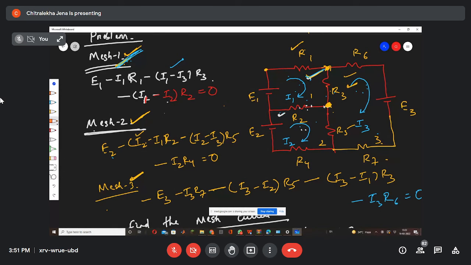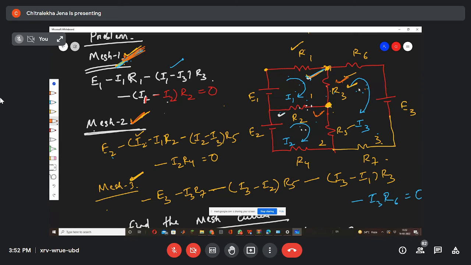When you are writing the mesh equation, suppose you are writing for mesh 1. In mesh 1, R3 is connected, and R2 is also connected to mesh 2. This is a common branch. R2 is a common branch, R3 is also a common branch. So when you are taking a common branch, while finding the current in that common branch, what you have to see? You have to see for which mesh you are writing. You are writing for mesh 1, so you will take first the mesh 1 current, I1 minus I3. Understood or not? Yes, ma'am.